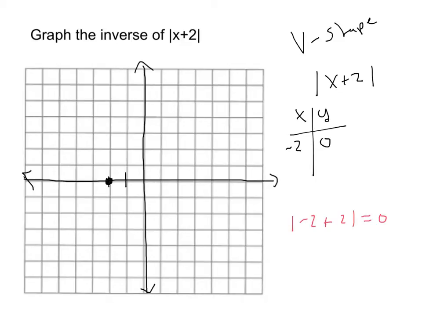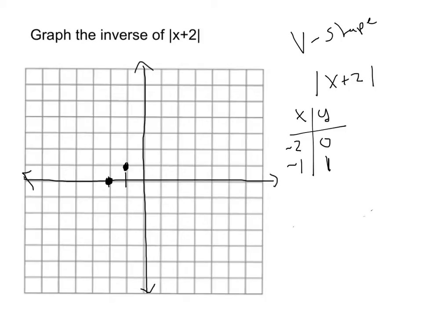Okay, so now let's try another one. Let's pick when x is equal to -1. Let's see what happens. If I plug -1 into the function, that's going to equal the absolute value of 1. So 1 is the y value. So at -1, when x is equal to -1, y is equal to +1. Okay?